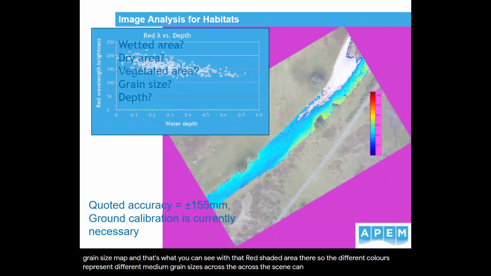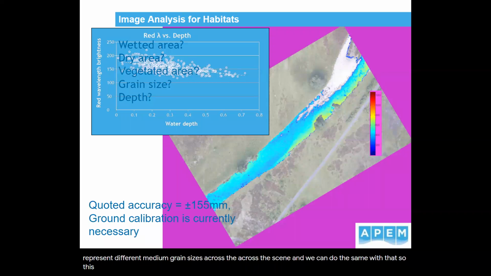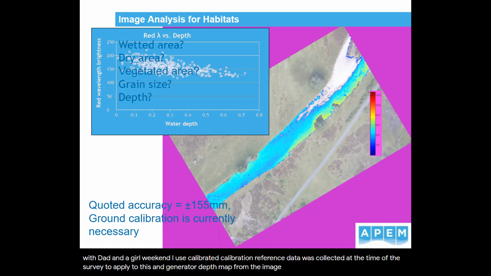And we can do the same with depth. In this case, red light attenuates in a predictable way, and the return that we get from the red light has a relationship with depth. Again, we can use calibration reference data that's collected at the time of the survey to apply to this and generate a depth map from the image. Now, this is for the submerged section.